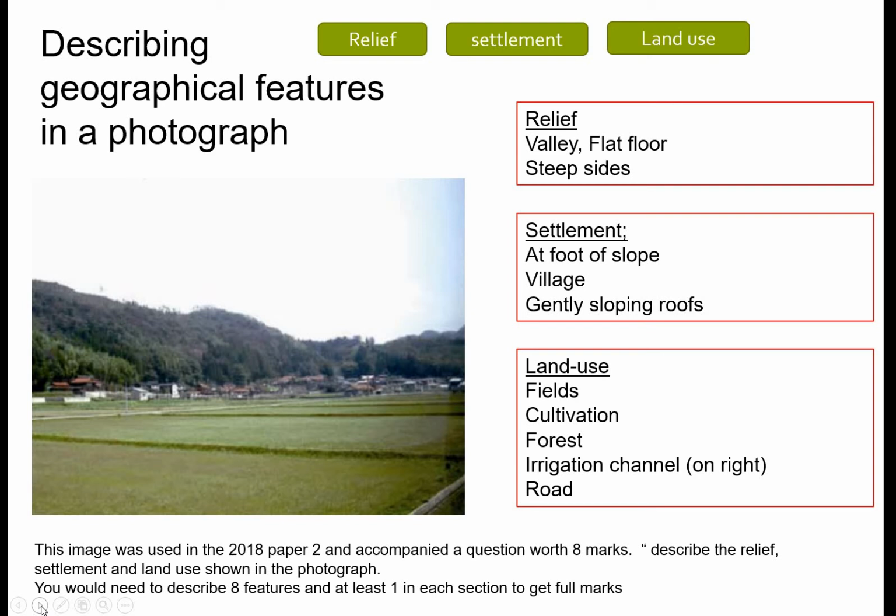So in land use, we can see there are fields, there's cultivation, there's agriculture, there's forest. It's clear in the bottom right, there's an irrigation channel. And we can see a road. Now, I can't quite see a road, but I've added road in there because there's going to be a road. So those are 2 describe questions. Complete your box on that worksheet, please.